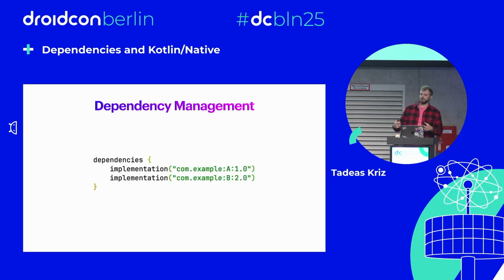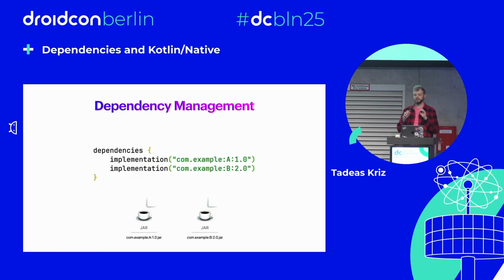In the JVM world, we have plenty of dependency management tools, from Ant, Ivy, Maven to Gradle. And we just declare the dependencies that we want, and then they get resolved. Right now, we don't really care where they get resolved from. We just care that they get resolved into jar files. And again, for Android, it's slightly different. But for all intents and purposes, it's just classes that are pre-compiled into bytecode in jar files.